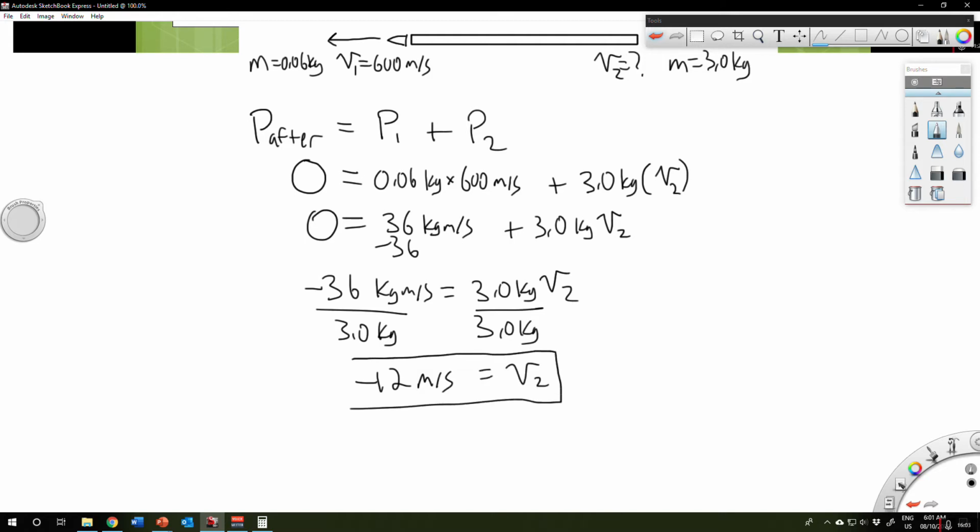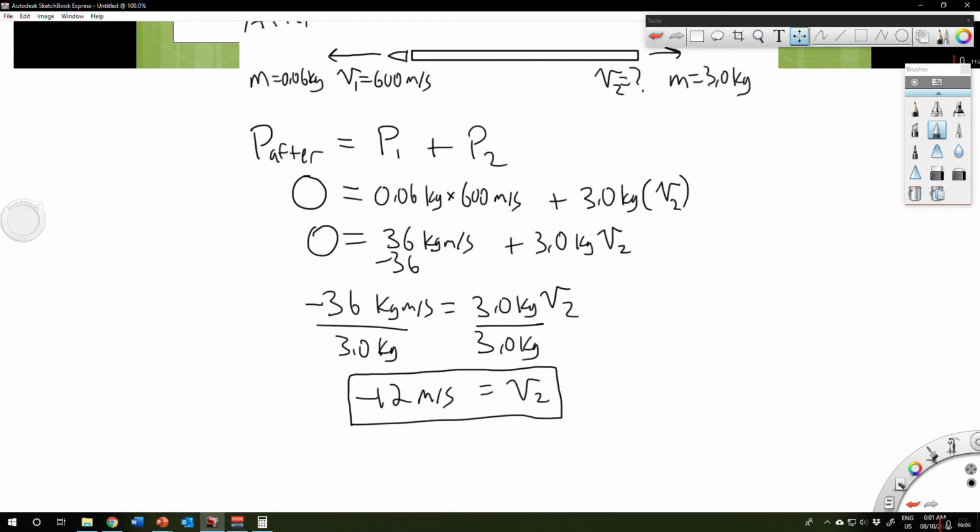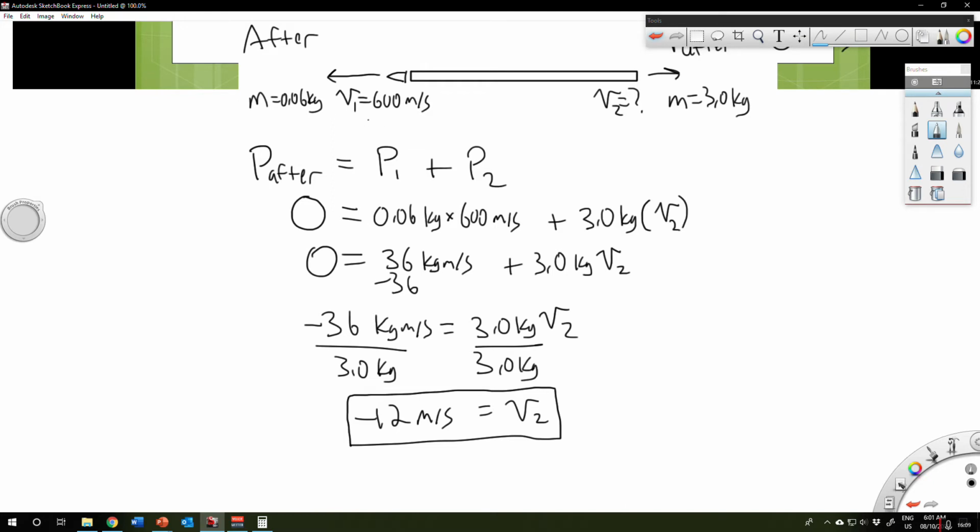Somebody might be wondering why this is negative. Well, the only reason this is negative is because of how I've drawn my picture. I had my positive 600 meters per second going in this direction, so anything going in the other direction has to be negative. So that's why it's a negative answer. That negative answer means it's going in the opposite direction. So if you get a negative velocity, it means that whatever that object is, it's moving in the opposite direction of the other object.